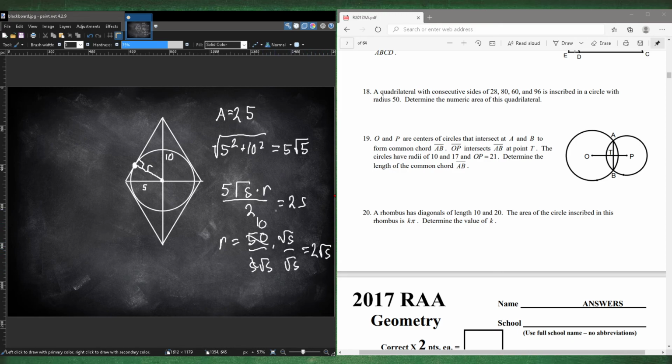And that's our radius. So our area would be pi times radius squared, so we just need to square this number. That will be 2 times 2 times 5, which is 20 pi. So our value for k is 20. And that's basically it. Just draw a picture and it'll be simple.